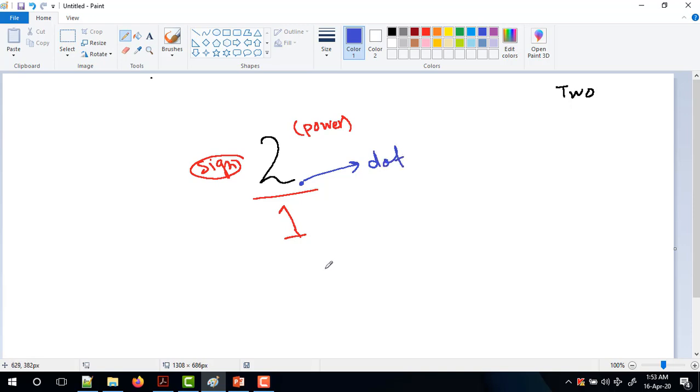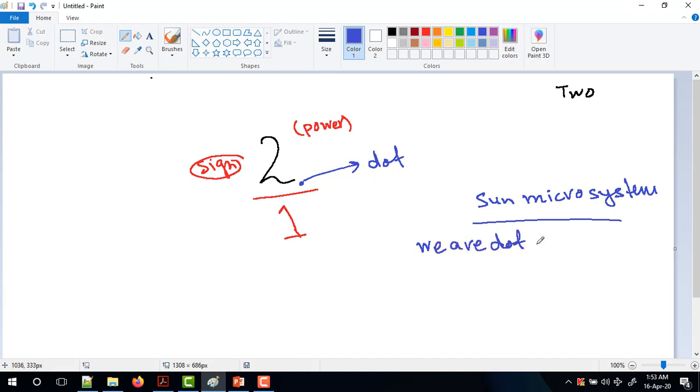I just remembered one thing. Sun Microsystems was a big company, and their slogan used to be, let me write over here, we are dot in com.